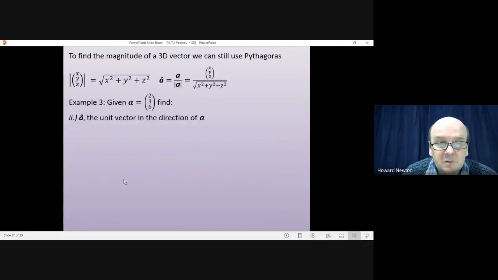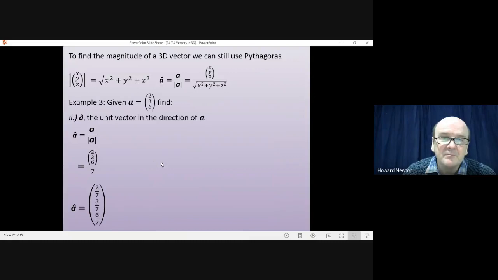And then part 2, to find the unit vector in the direction of a, we just do the vector divided by its magnitude. So that's (2, 3, 6) divided by 7, which just means we need to divide all of these numbers by 7. And that would give us the unit vector is equal to (2/7, 3/7, 6/7).